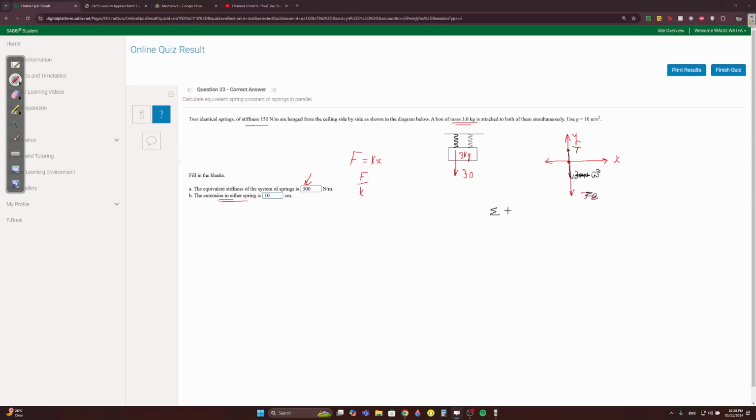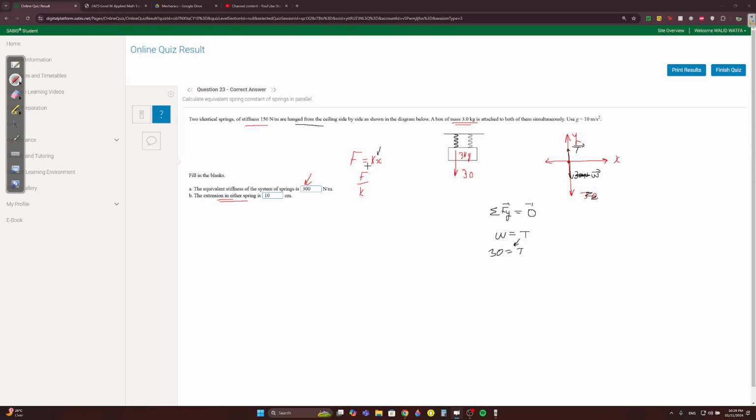Sigma Fy is going to be equal to 0, because we're not moving up and down. It's hung, right? What are my vertical forces? W and T. So W is equal to T. So 30 is equal to the tension. If you do sigma Fx equals 0, there's no x forces. Okay, what are you going to do? Vector symbols. Now you know that the force is 30.